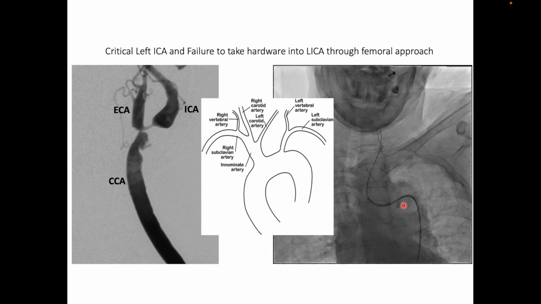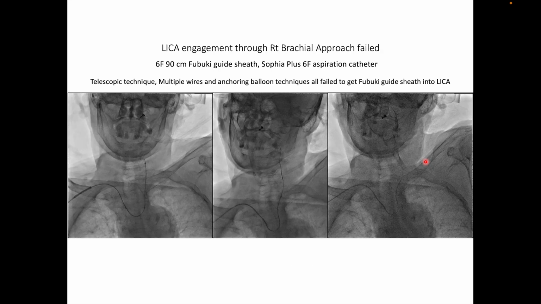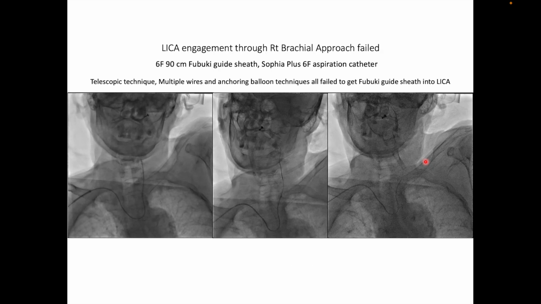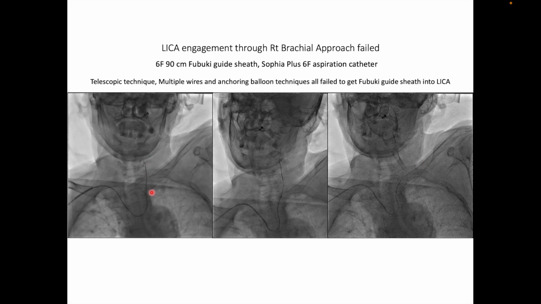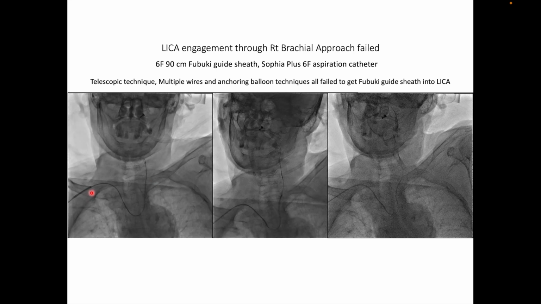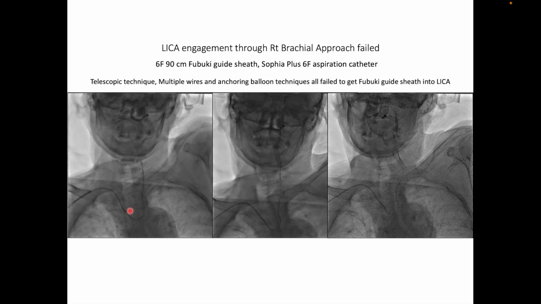It was a bovine arch again. So you can see that we're trying to do the telescopic technique also, but the angle is such that everything would just prolapse from the femoral approach. So we went in from the brachial approach. In this case, you can see the wire going up. That's a diagnostic catheter that is up, and that's a 6 by 90 centimeter Fubuki sheath that's following.